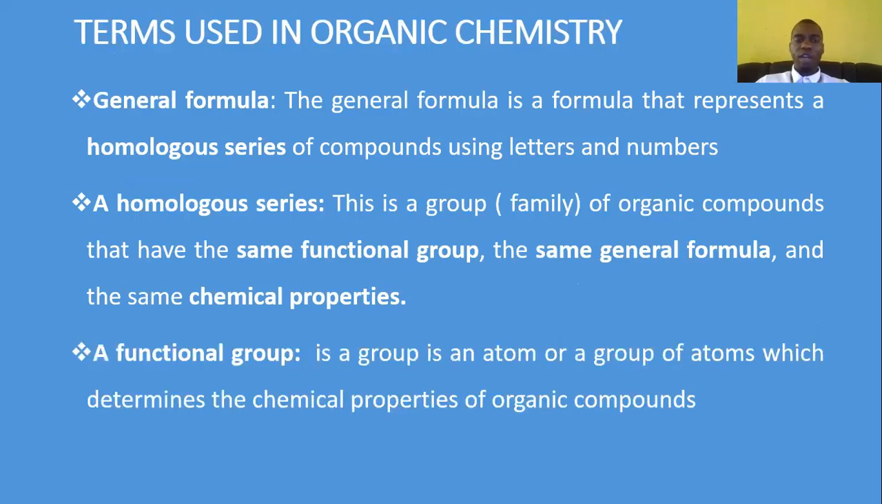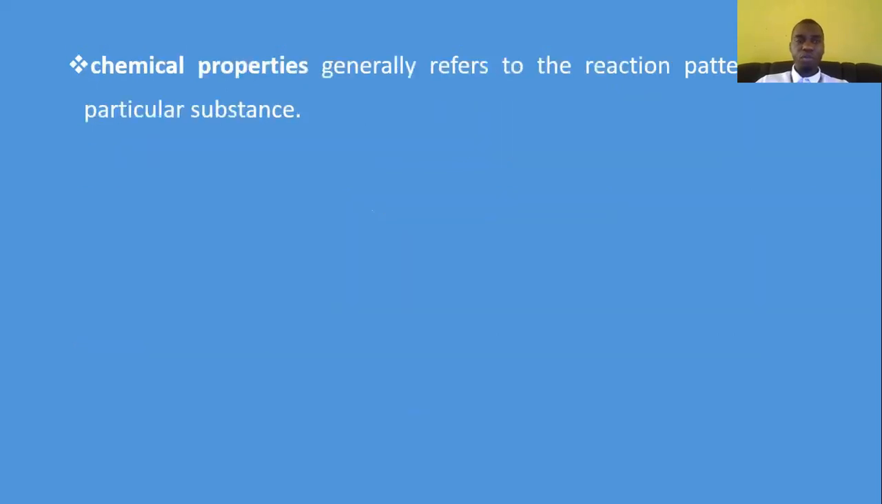A functional group is an atom or a group of atoms which determines the chemical properties of organic compounds. Chemical properties generally refers to the reactions that a particular substance undergoes.